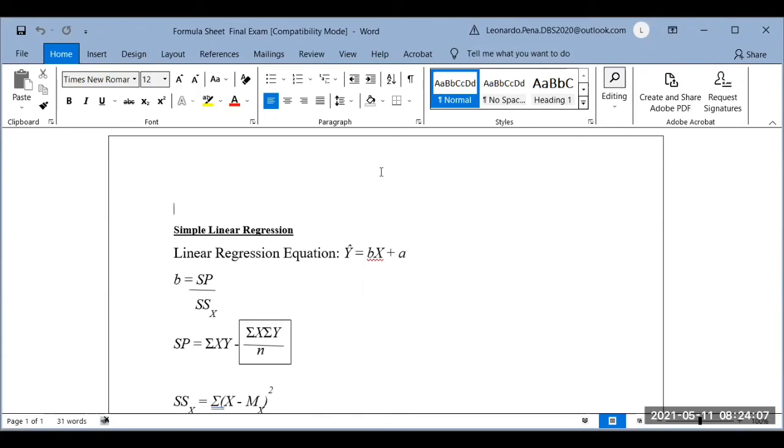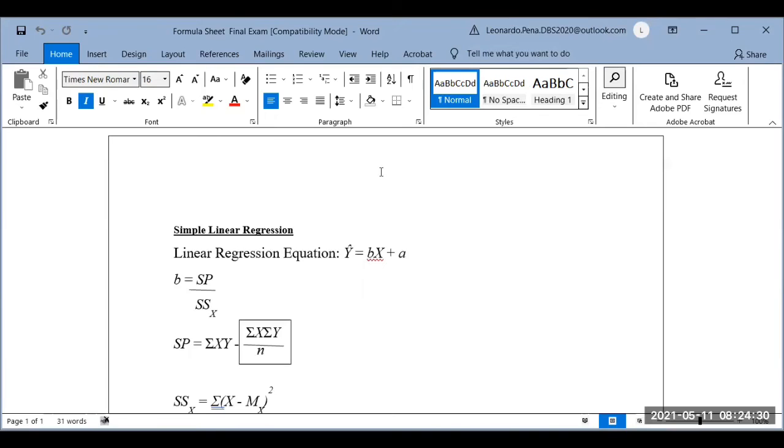We're at the top, and we're going to arrow down. So hit down arrow. Simple linear regression. That's the title of the section we're in. Linear regression equation: y equals spelling error bx plus a. B equals sp. SSX. Blank.